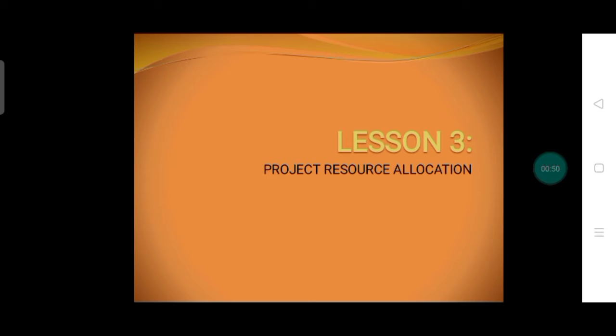So project resource allocation involves identifying and assigning resources to various activities. Resource allocation helps project managers plan ahead of time. It gives them better visibility into the project that they are managing.